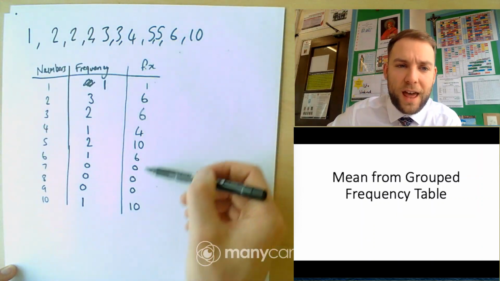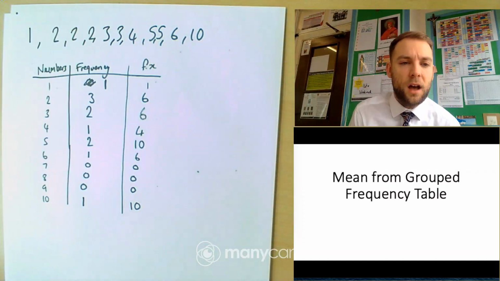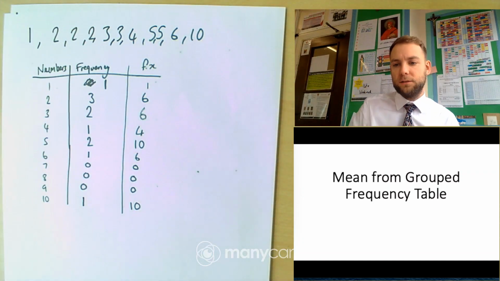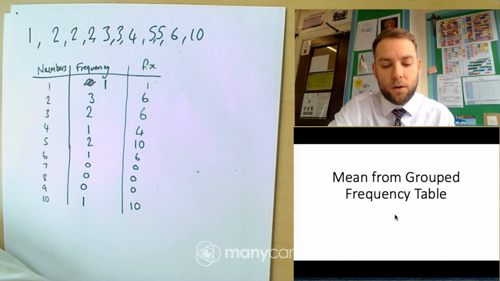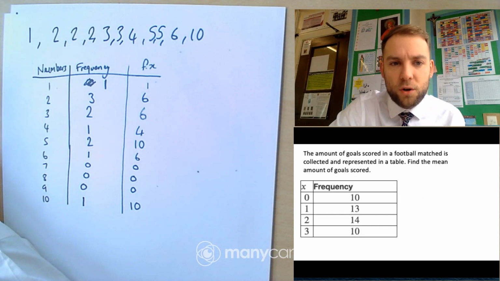This is called an FX column, and we use this to find our mean. We'll use the FX column to find our grouped frequency. So let's have a look at a little question now.